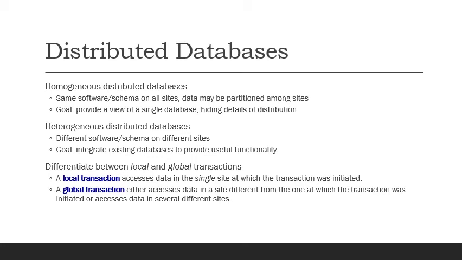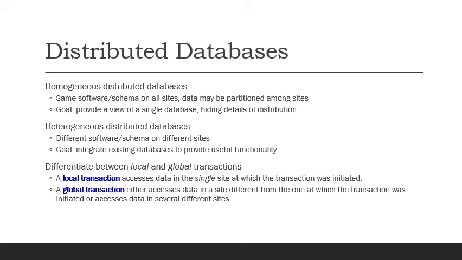The heterogeneous distributed database uses different software or schema on different sites. The goal is to integrate existing databases to provide useful functionality. So heterogeneous distributed databases are used where we want to combine existing databases, where the systems may be of different types or different schemas are implemented at different sites. So we can integrate them to provide useful functionalities.